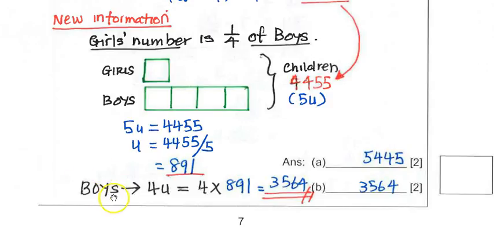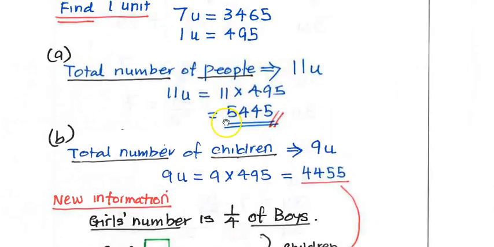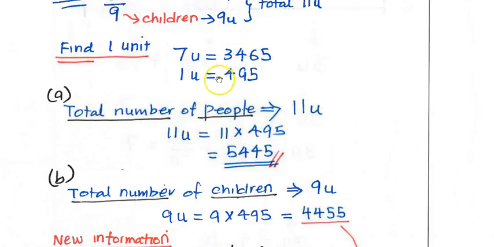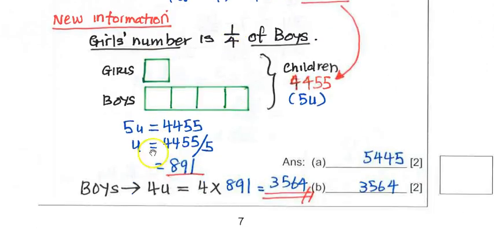So the question is to find boys. 4 units, can you see 4 units, right? 891. 4 units, 891. Take 4 times 891. 3564 boys. Notice that this 1 unit here dealing with children is different from the 1 unit over here dealing with everybody. This 495 unit is different from this 1 unit over here. This 1 unit over here deals with the girls and the boys.